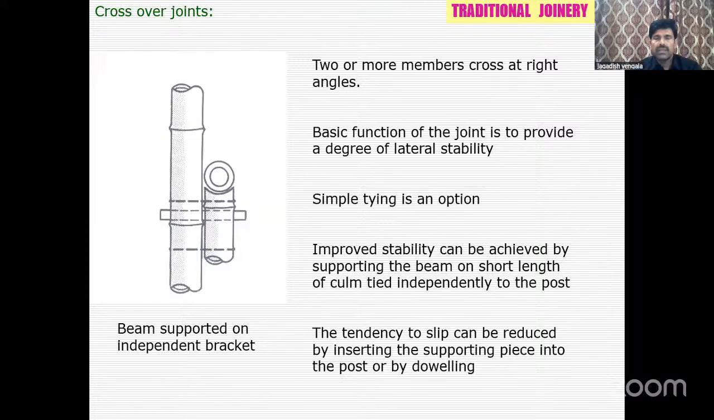Sometimes you don't directly connect to the main column member. In such cases, we go with an independent bracket. That means a small portion is attached to the main column, and the beam runs over the bracket column, not the main column. Hence, the load is again transferred to the column. You can go for a simple tying option, things like that. This will improve the stability of the supporting beam. Also, the tendency of splitting is reduced because we are not directly attaching to the column.